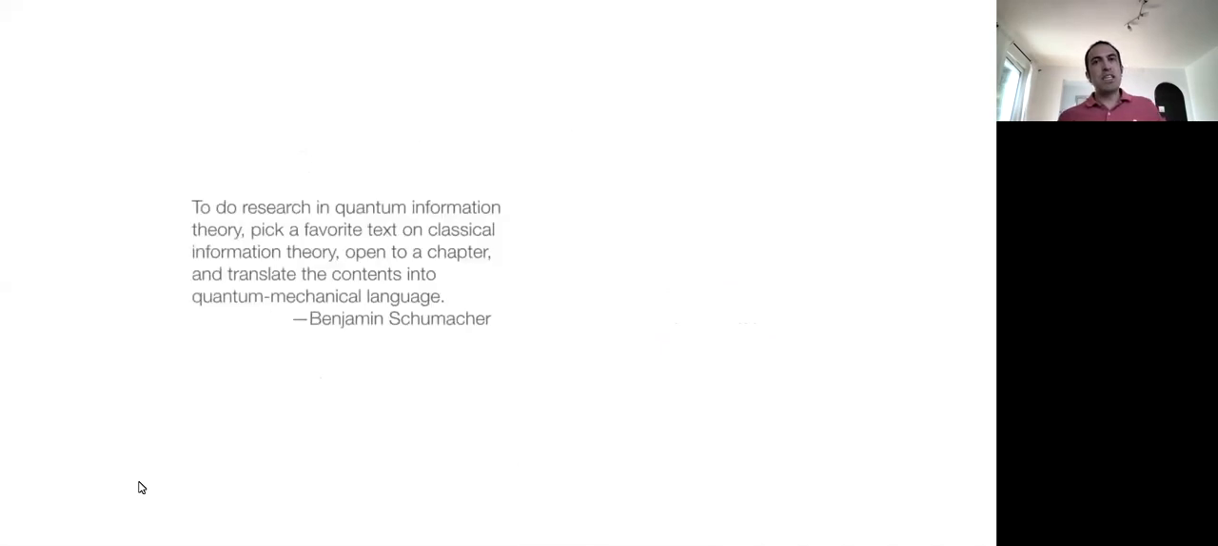Now, more specifically in this talk, we can segue into the topic with a little quote that I heard from Ben Schumacher in a talk long ago, too long to reveal how long, saying that to do research in quantum information theory, you just pick your favorite text on classical information theory, open to a certain chapter, and try to translate it into quantum language. This is not really how we do it anymore, but back then this was very much how we did it, I think.